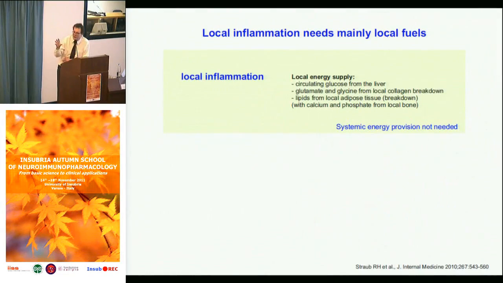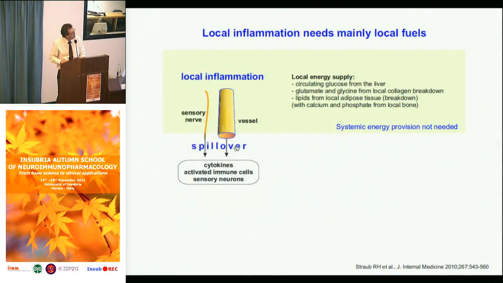When you have the local response in a tissue, like the thorn of the rose in the knee, as I mentioned before, systemic energy provision is not needed. You take from the local lipids, for example, you break the lipids down, or you break the extracellular matrix down. And when you break the matrix, the glutamate and glycine can be used from the local breakdown. There's a little circulating glucose from the liver, but you usually use the local things. And when the inflammation happens near the bone, typically the bone is eroded, and calcium and phosphate are taken from local areas. But then there's spillover of the inflammation to the system.